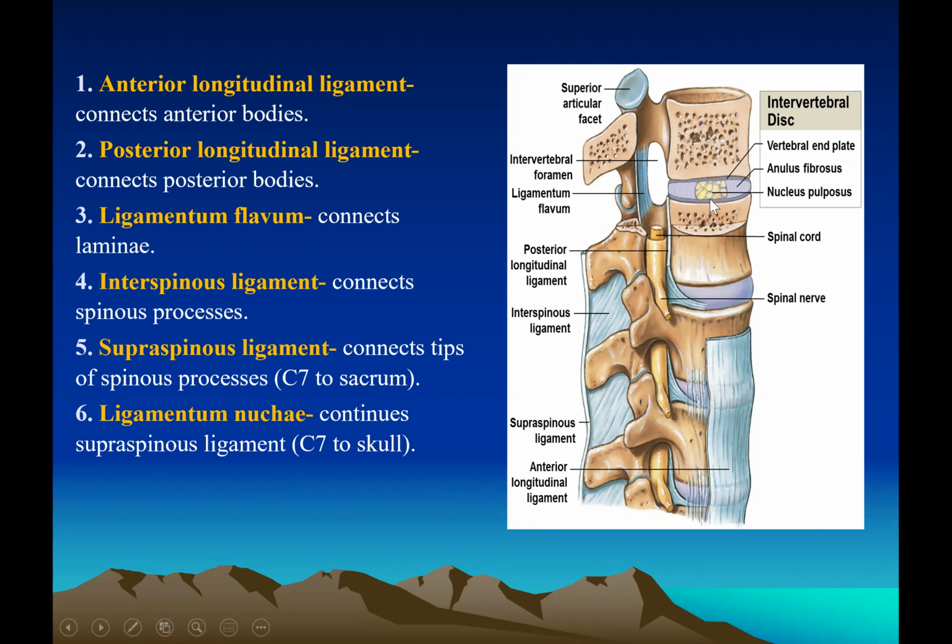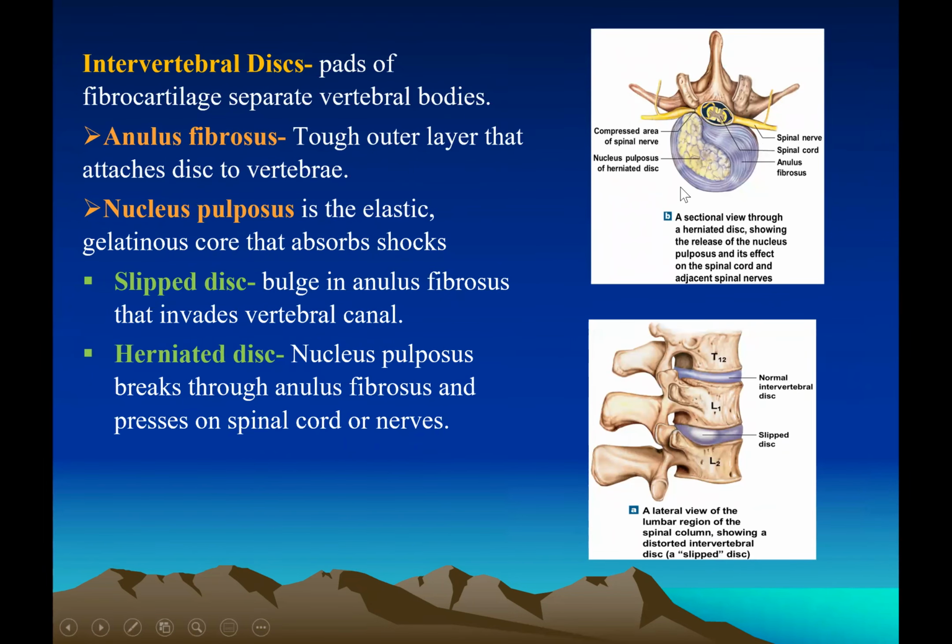All these ligaments are keeping the vertebrae together, and also the intervertebral disc. There are two parts in the intervertebral disc. The outer tough layer of connective tissue is called the annulus fibrosus. It's a very tough layer. Whereas the inside jelly-like matrix, its elastic gelatinous core, is called the nucleus pulposus. Together they are tough and act as a very good shock absorber between the vertebrae.